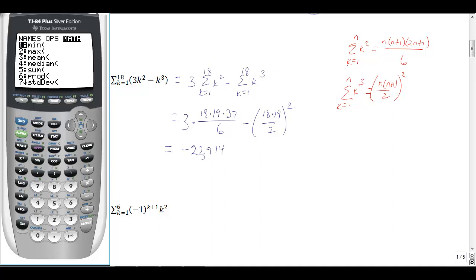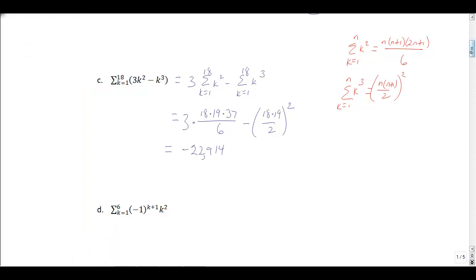Now, again, I'm just going to go use the sum sequence to check that. So I go to math, sum, ops, sequence. Some of the newer calculators have just a sigma type of thing. You could plug this in directly. 3x squared minus x cubed, comma x, comma, we're going from 1 to 18. Close a couple parentheses, hit enter, and I spit out the same answer there.